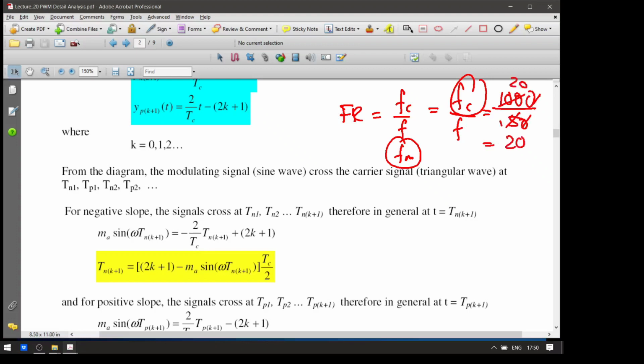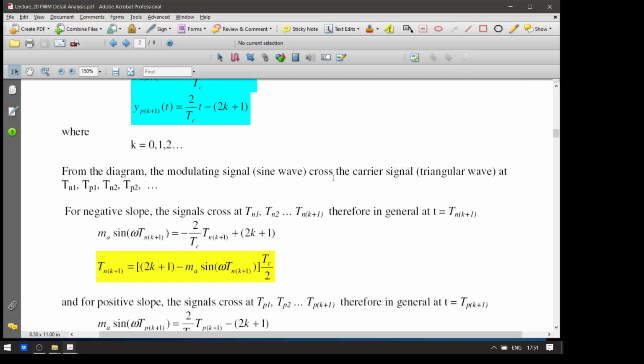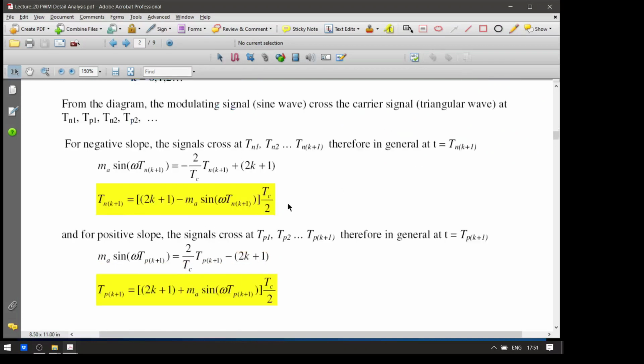So fr equals 20. So that is a frequency ratio. They are the important terms that you need to remember. Okay, so this is the equation for the negative slope, and this is for the positive slope. So we have two: this is for the negative slope, and this is for the positive slope.